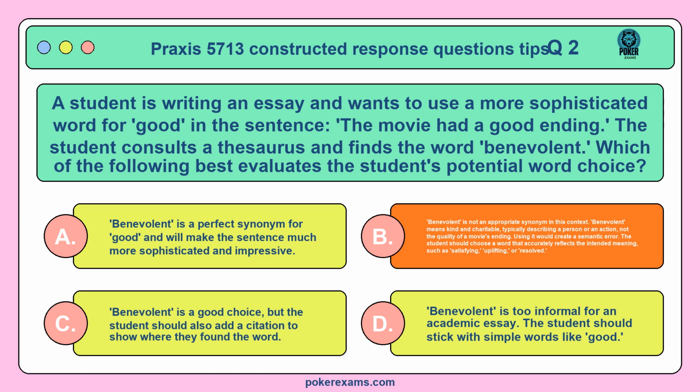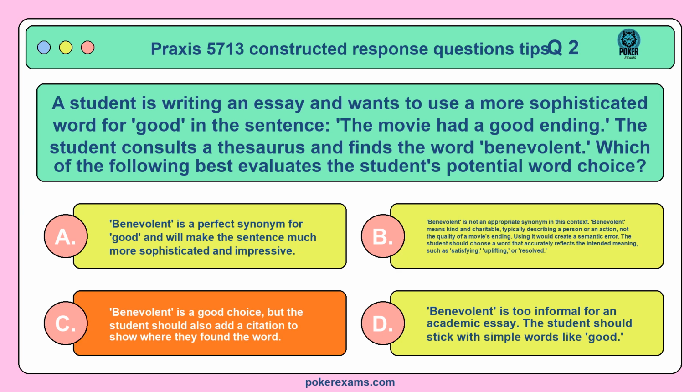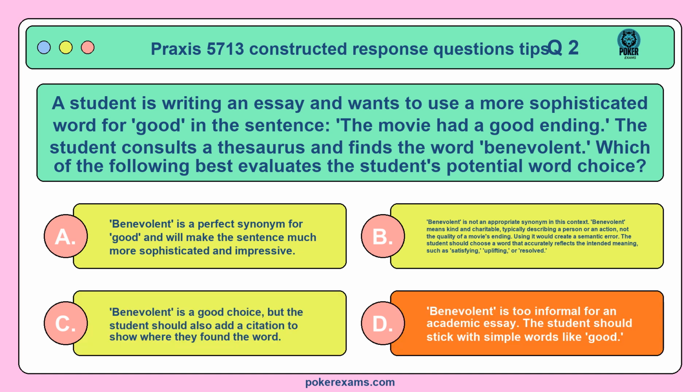Benevolent means kind and charitable, typically describing a person or an action, not the quality of a movie's ending. Using it would create a semantic error. The student should choose a word that accurately reflects the intended meaning, such as satisfying, uplifting, or resolved. C. Benevolent is a good choice, but the student should also add a citation to show where they found the word. Or D. Benevolent is too informal for an academic essay. The student should stick with simple words like good.